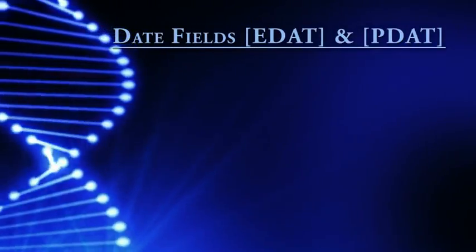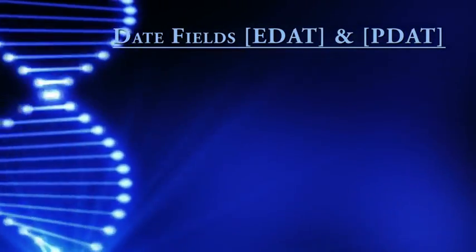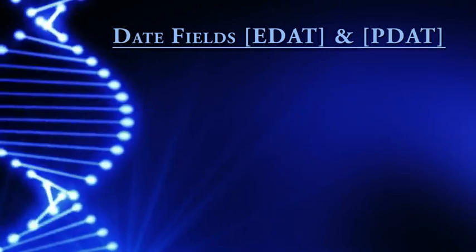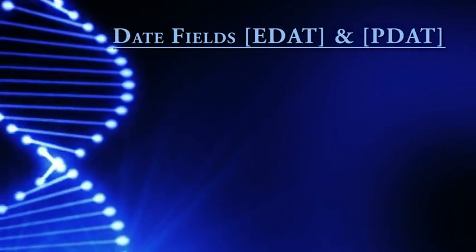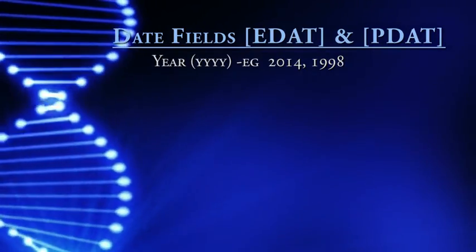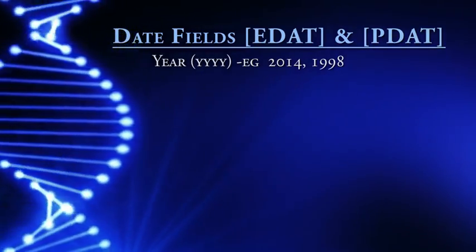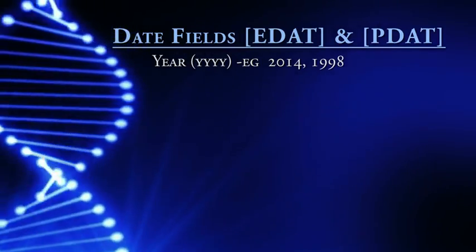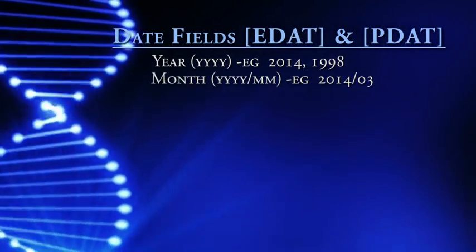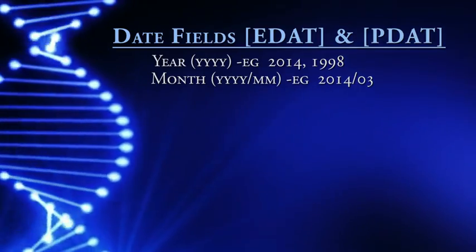The last topic to cover involved the date fields, both EDAT for entry date, meaning the date that that paper was entered into PubMed, or PDAT, publication date, meaning the date on the journal itself, for instance, the January 9th issue of Science. Ways to limit to specific dates include year. 2014 will limit you to the entire year 2014, or 1998 for the entire year 1998. Year/month. So 2014/03 will give you all of March 2014.